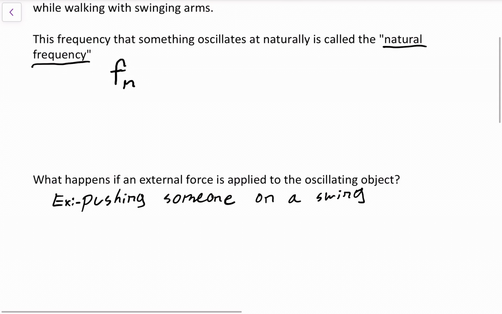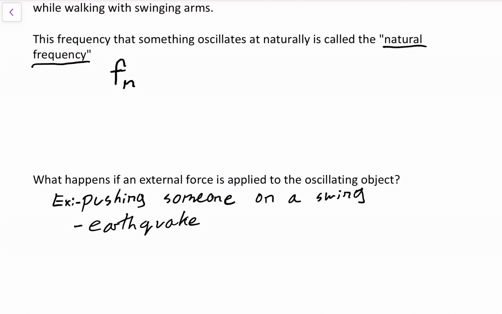Another example of this kind of force that is going to be applied to an oscillating object would be something like an earthquake. As the ground moves back and forth, it's going to cause the buildings that are built on that ground to also oscillate back and forth. And so in that case, the earthquake is going to be applying an external force to the oscillating object.